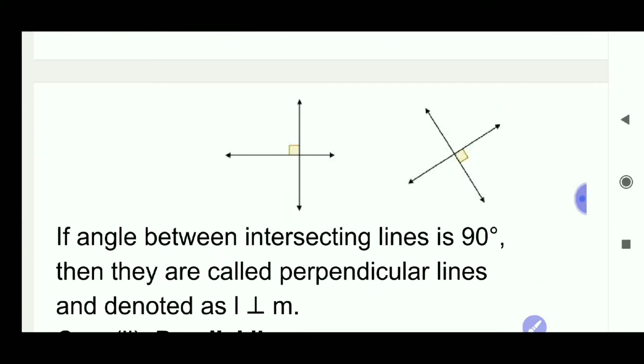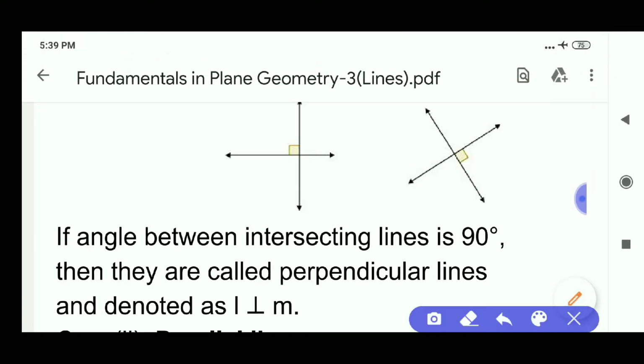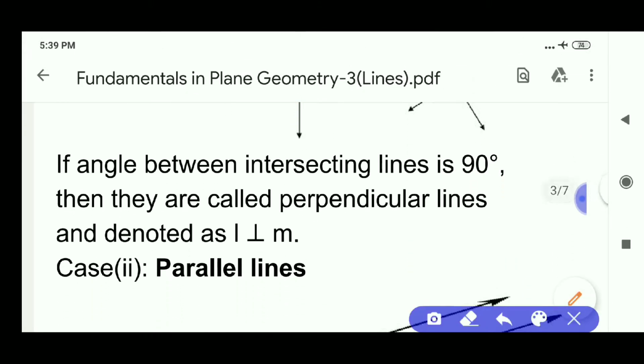If the angle between intersecting lines is 90 degrees, then they are called perpendicular lines. It is denoted as L is perpendicular to M. This symbol is used for perpendicular.